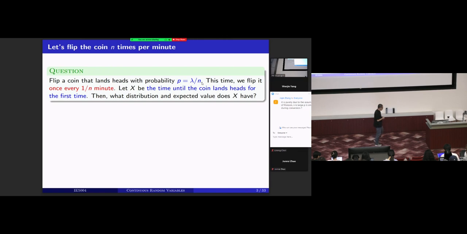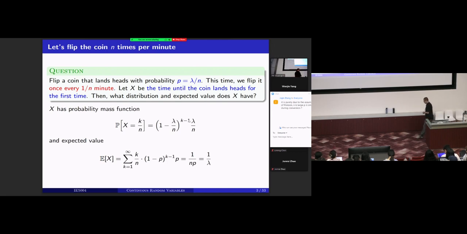So here, we use lambda as the product of N and P, similar to what we discussed for the Poisson distribution. And then we still use capital X for the time until the coin lands heads for the first time. Then let's see what distribution and expected value this X should have. So you see, this one is actually just a very minor modification of the previous question, right? Previously, we flipped it every minute. And now we flip N times every minute.